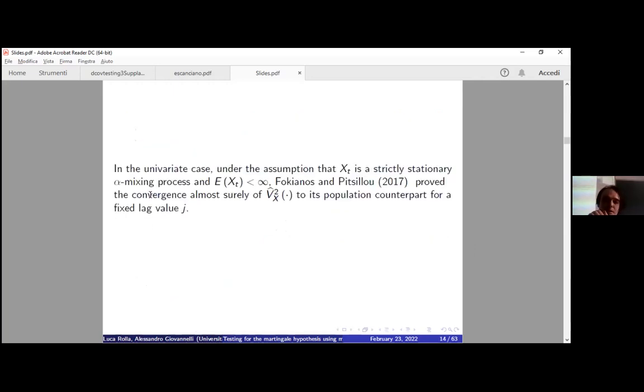Okay. In the univariate case, under the assumption that xt is a strictly stationary alpha-mixing time series with finite first moment, Fokianos and Pitsillou in 2017 proved the almost sure convergence of the sample auto-distance covariance to its population counterpart for a fixed lag value j.